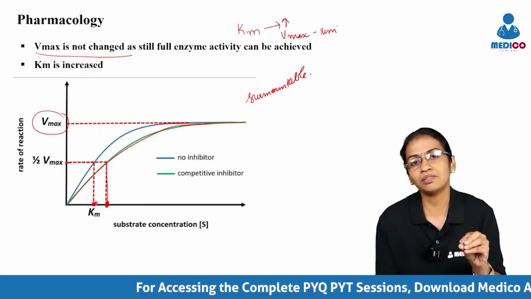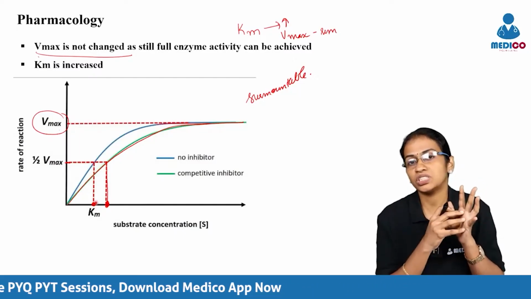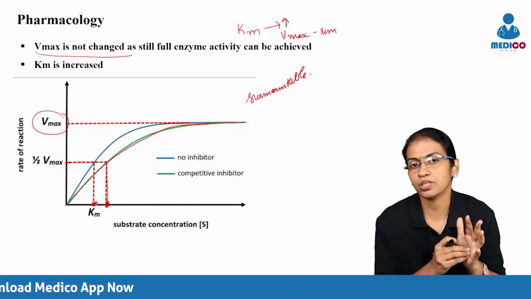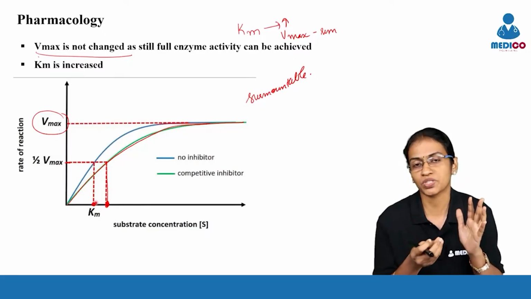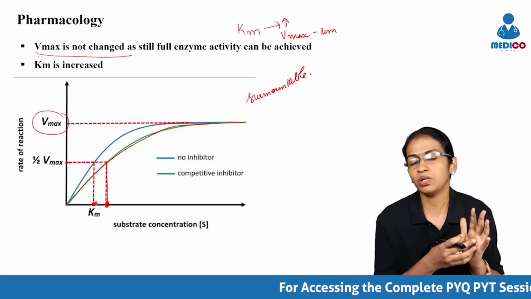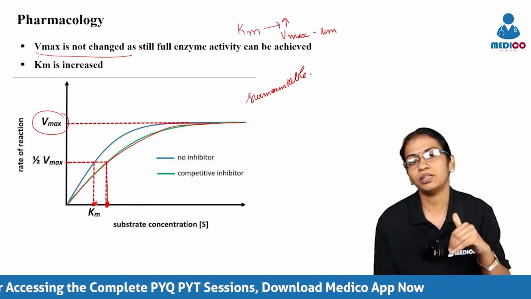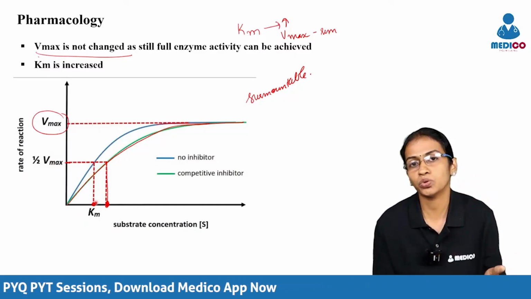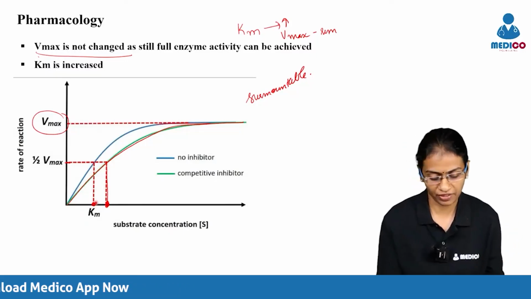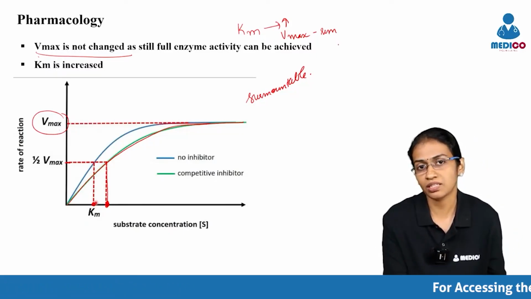The reason being, it is binding to the enzyme, but not changing the enzyme structure. If you increase the concentration of substrate, this inhibition is reversible, it is surmountable. The same maximal velocity is obtained, but you require a higher dose to produce that same effect. So here the Km is increased, but Vmax remains the same.